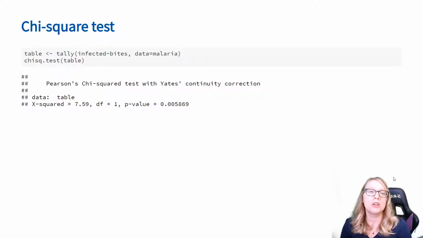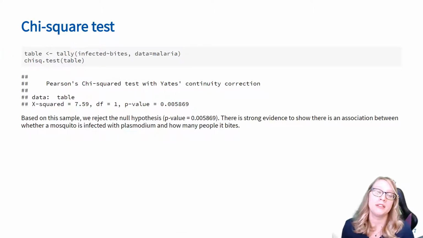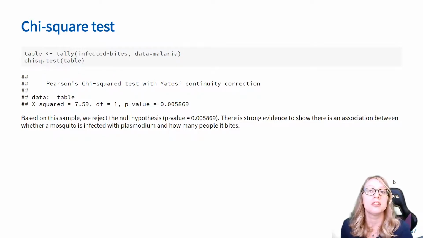So again, we'll create that two-way table using the tally function. We will use chi-square test on that table, and we get a p-value that is very, very small, 0.006. So here, based on this sample, we can in fact reject the null hypothesis. There's strong evidence to show an association between whether a mosquito is infected with Plasmodium and how many people it bites.